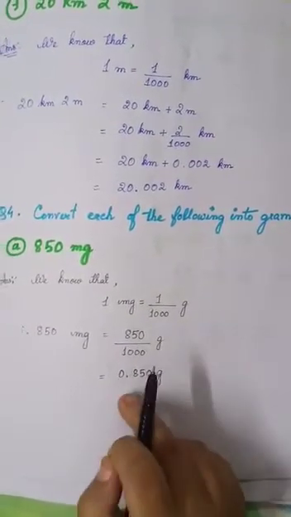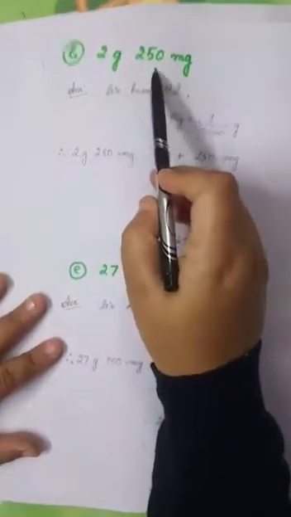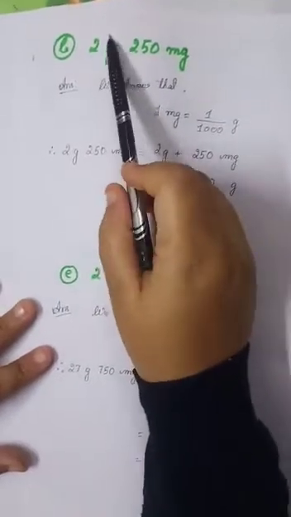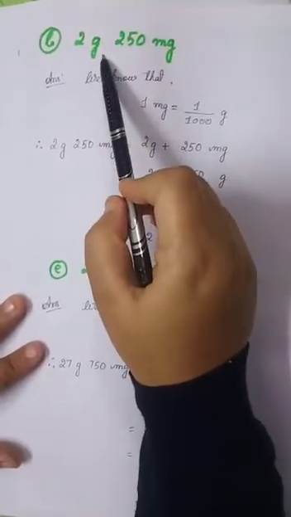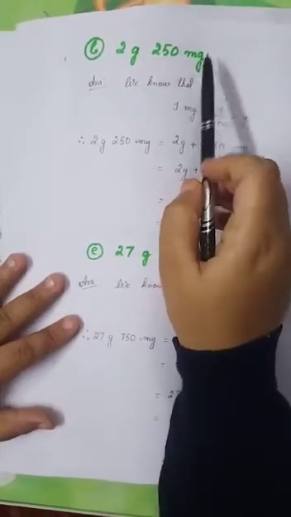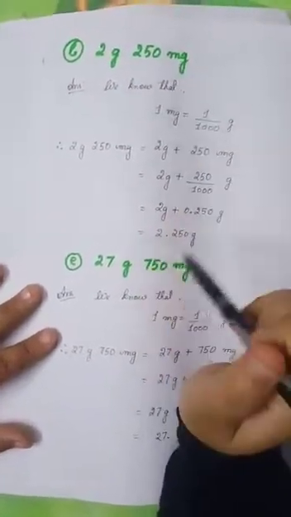So our answer is 0.850 gram. Okay children. Now number B, 2 gram 250 milligram. See, 2 gram is already given in grams, so you have to convert only 250 milligram into gram. So what is the relation between milligram and gram?